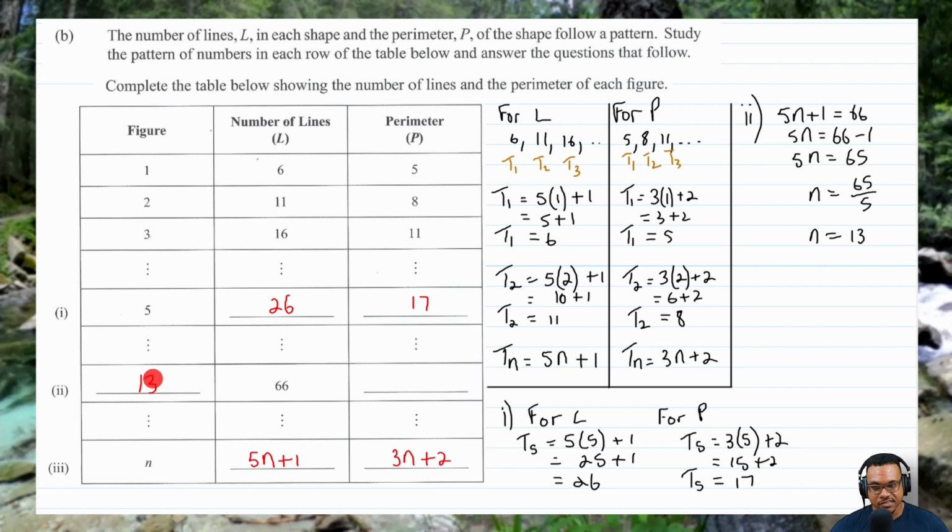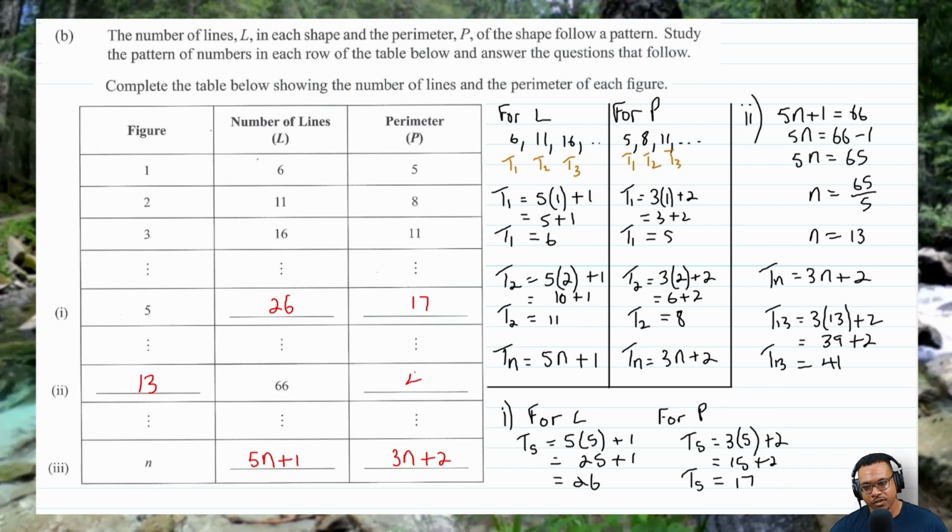And now that we know the 13th term will give us 66 for the number of lines, we just have to figure out what is the 13th term for the perimeter. So let's remember for the perimeter, we have Tn is equal to 3n plus 2. This is for the perimeter. So the 13th term, T13, will be replacing the n with 13. And 3 times 13 is 39, plus 2, which will give us 41. So the 13th term for the perimeter is 41. And that's why we know 41 comes in here.